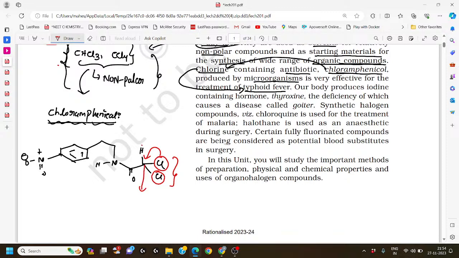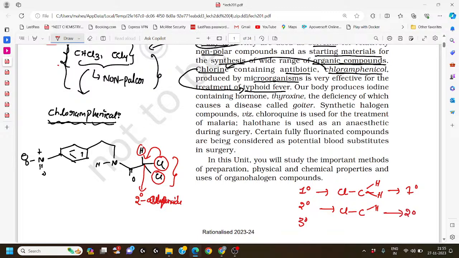Here we observe that one hydrogen is present. So simply we say that a secondary alkyl chloride is present. How can you differentiate primary, secondary, and tertiary? If the chlorine attached carbon contains two hydrogens, it is considered primary. If the chlorine attached carbon contains only one hydrogen, it is considered secondary. If the chlorine attached carbon does not contain any hydrogens, it is considered tertiary. In this way you can classify primary, secondary, and tertiary.